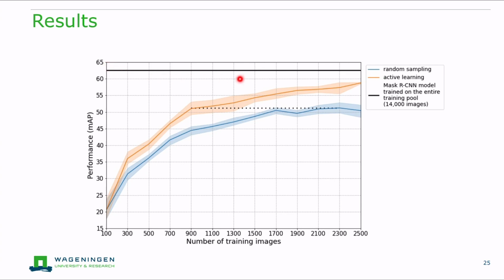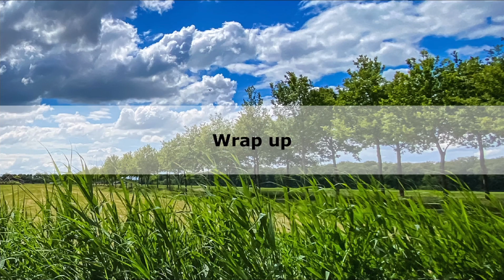The black line here is the training performance that we get using all the 14,000 images in our training set. So you see that already after 2,500 images, the active learning method gets pretty close to what we can achieve with 14,000 images. So this is very helpful.